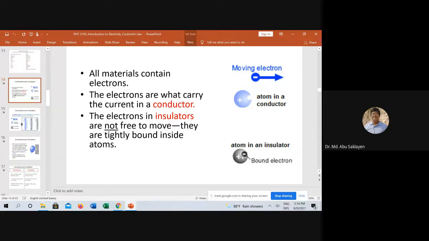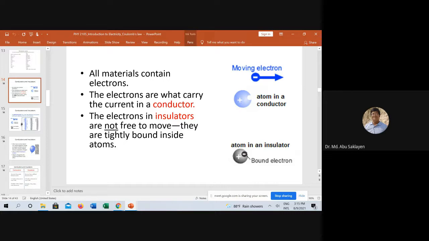Binding energy is very high here. In an insulator, the electron is very close to the nucleus, so binding energy is very strong. Electrons move not easily, or not at all. Absolutely no flow of electron through the material or matter is known as insulator.